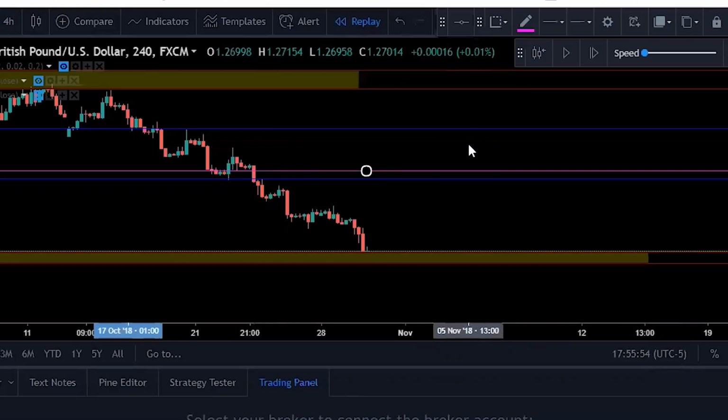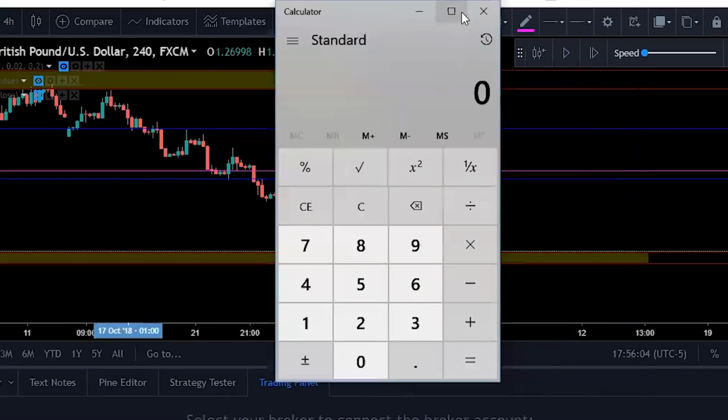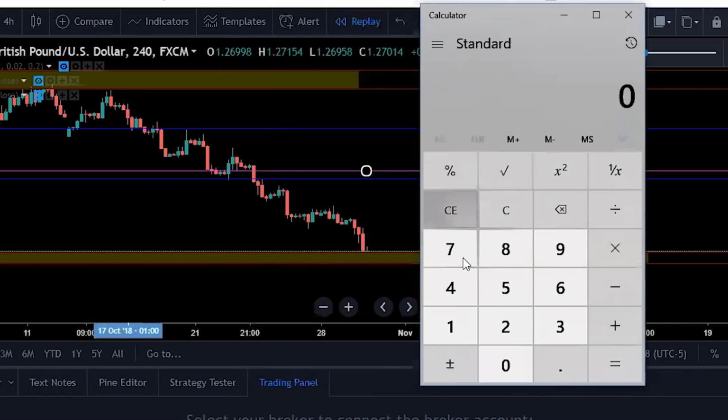Now, let me show you what this actually means money-wise, okay? Because that all looks good on a chart, but let me show you what it means actually with money. Let's show you this calculator real quick. So here we are, and let's say you have a $1,000 account. Let's keep it real simple.